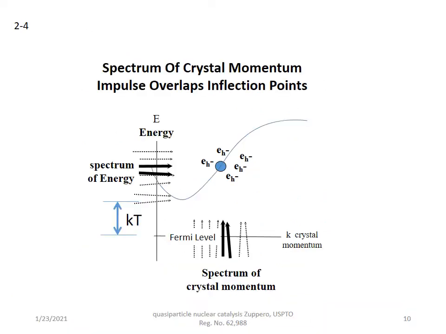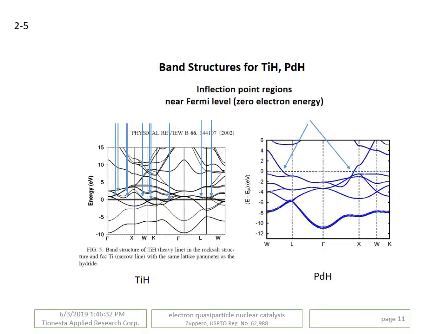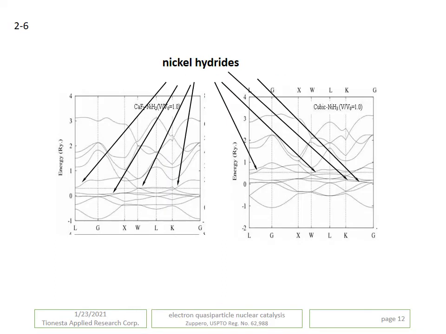A crystal momentum impulse has spectral components, some of which can overlap inflection points. You hope a crystallite has inflection points near the Fermi level, so the electrons don't also need extra energy. Palladium hydride has at least 2 inflection points near the Fermi level. Titanium hydride has many. The flat part is in the white space between the W, the L, the gamma, the X boundaries. The white space may have a zero curvature segment. Note, there are many places where curvature is zero. Nickel hydrides seem to have many accessible inflection points. It seems no matter what crystallite we pick, we find many inflection points.